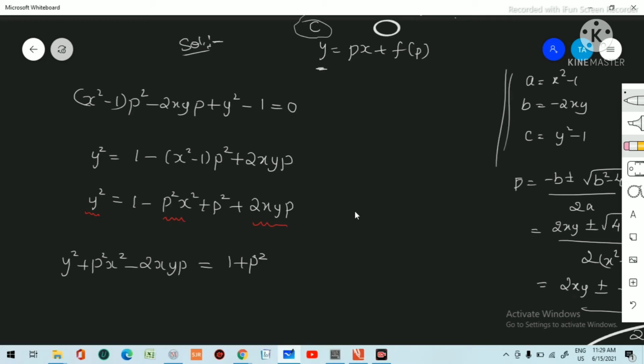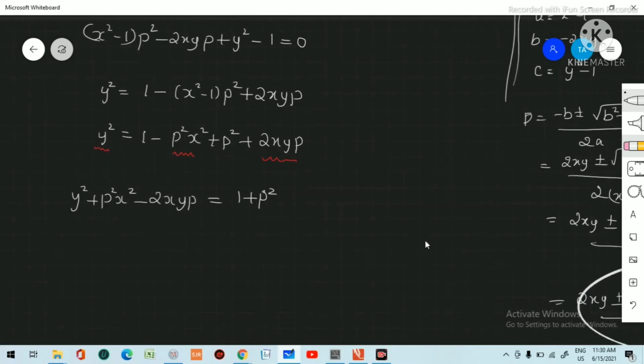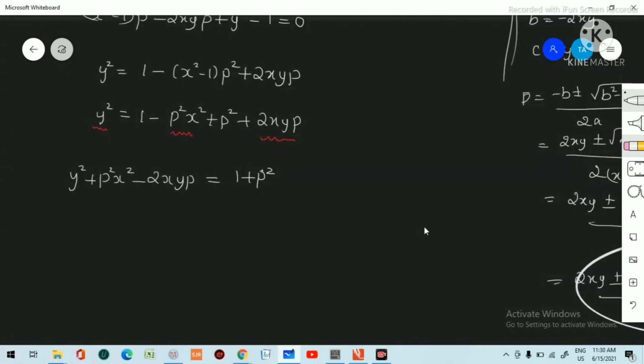Are you following? If you carefully observe this equation, can you write it like this? Just check. Yes, y minus px whole square. When you expand this, you will get the same y square plus p square x square minus 2xyp. Now y minus px can be written as square root of 1 plus p square.